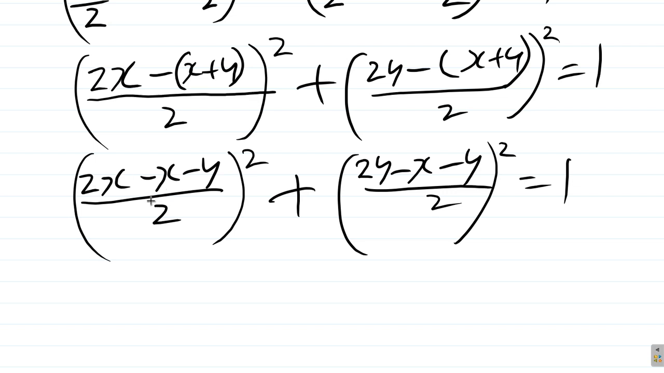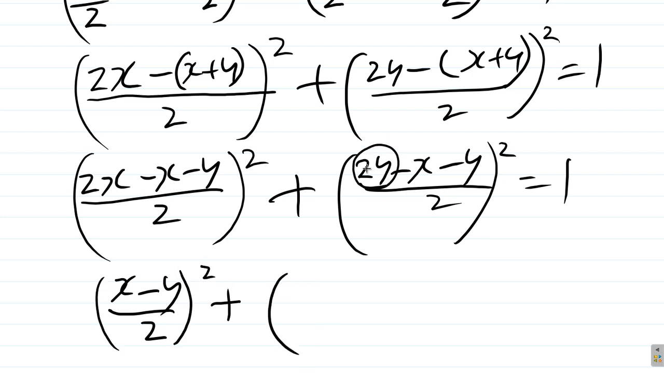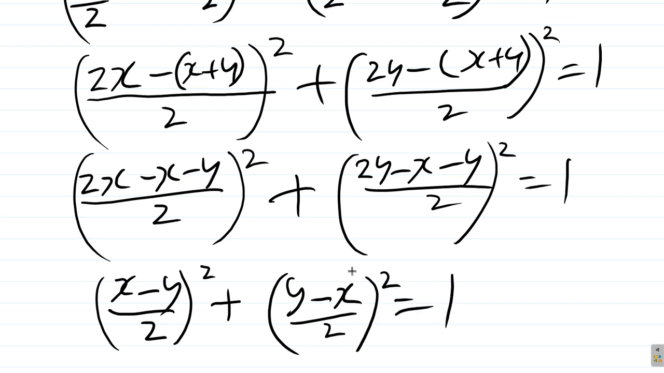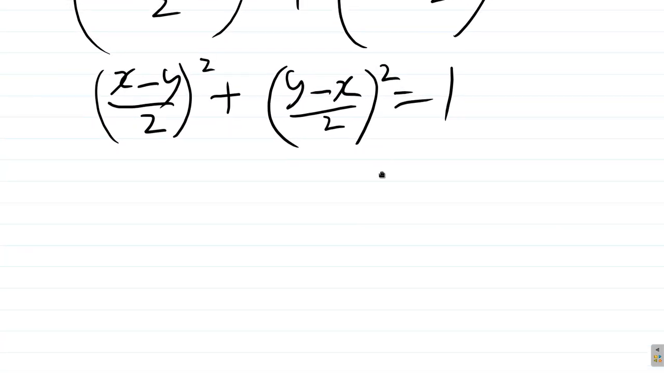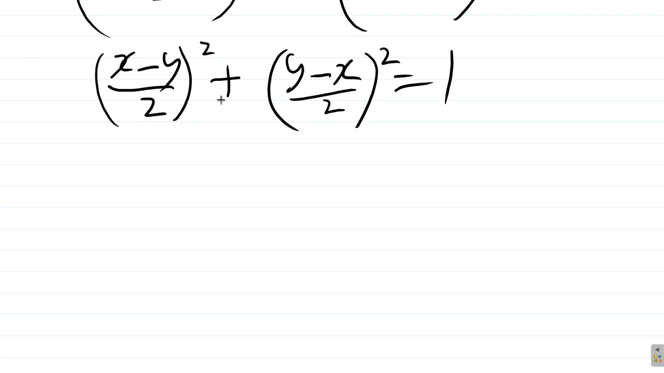Now 2x minus x is 1x. So it's (x minus y) over 2, squared, plus 2y minus y gives you 1y, so it's (y minus x) over 2, all squared, equals 1. See that? Now you already see how long and complicated this particular problem is, so you have to practice it regularly.